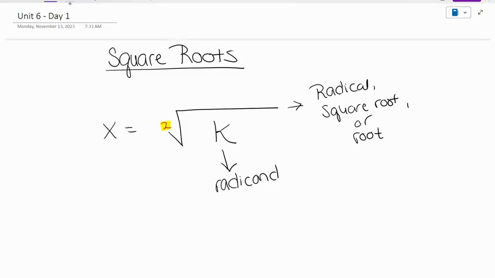And this number is called the index. What does this index represent? This index represents how many times something has to be multiplied by itself to give you the radicand. So it's saying how many times does a number need to multiply by itself to give you k? Let's say the index was 3. It's how many times that number needs to be multiplied by itself, 3 times, to give you k, whatever the number is under the radical. That's what the index tells you. And when there's no index written, it's implied that it's a 2.